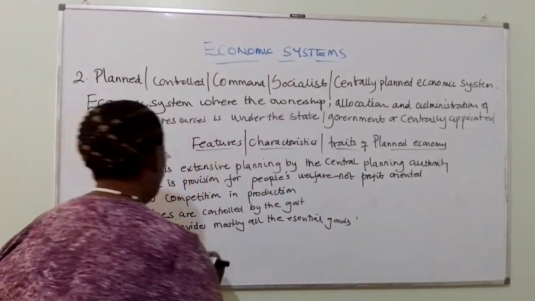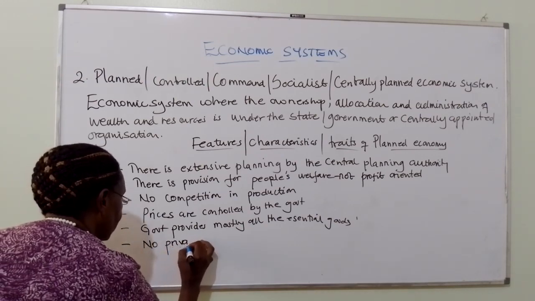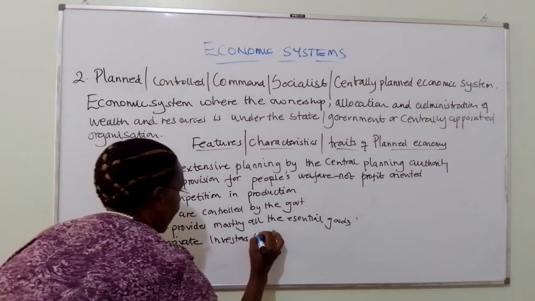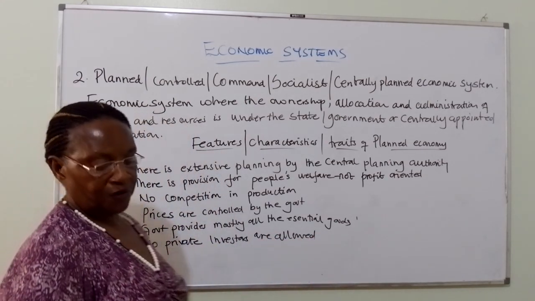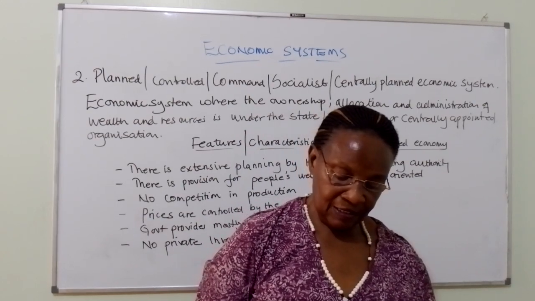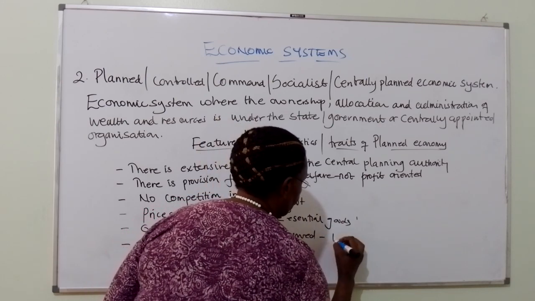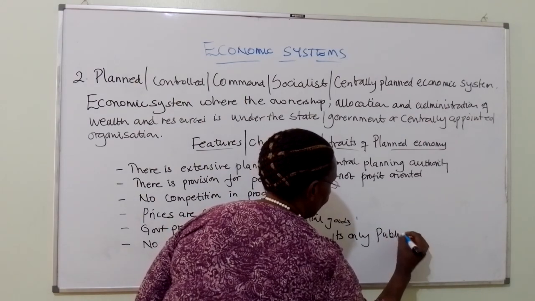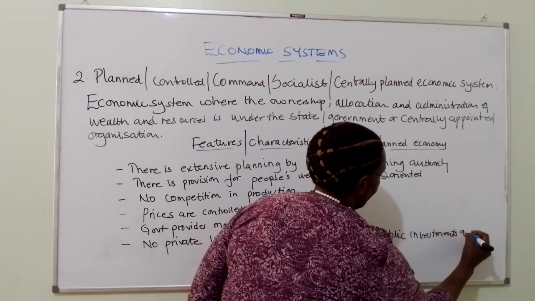Then there are no private investors. No private investors are allowed. We know that the private investors are profit motivated, and they will be bringing about exploitation, and we find that these private investors are not allowed, and it's only public investments which are allowed.